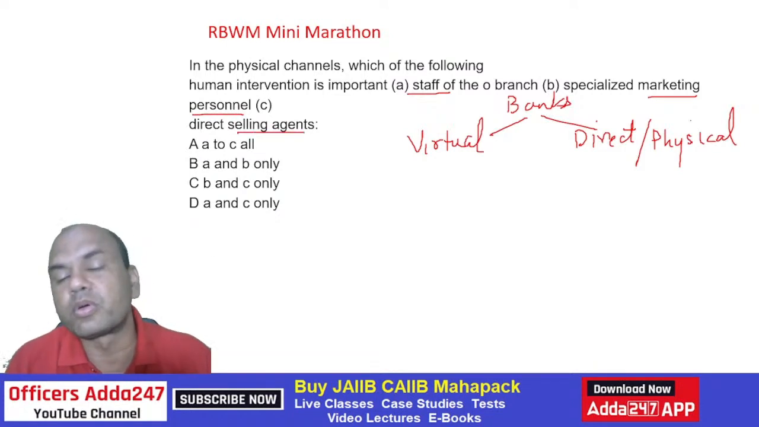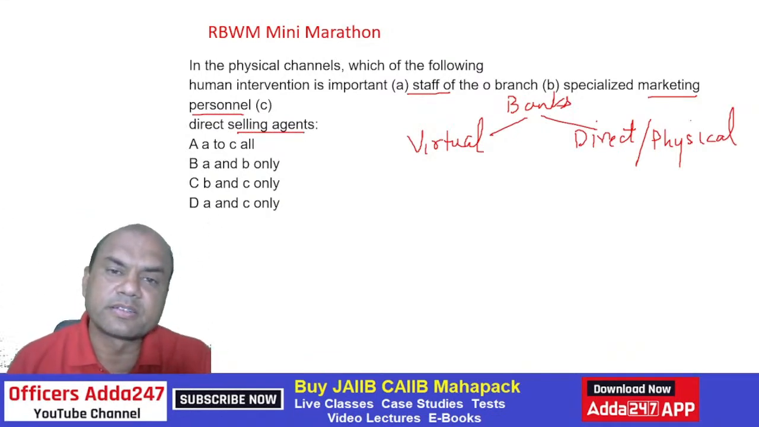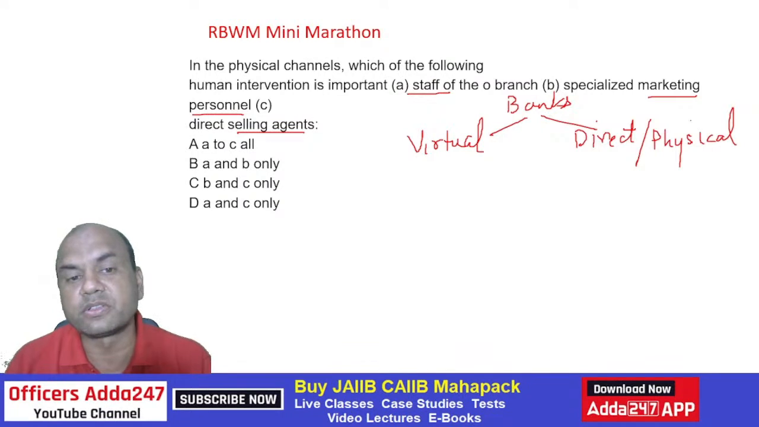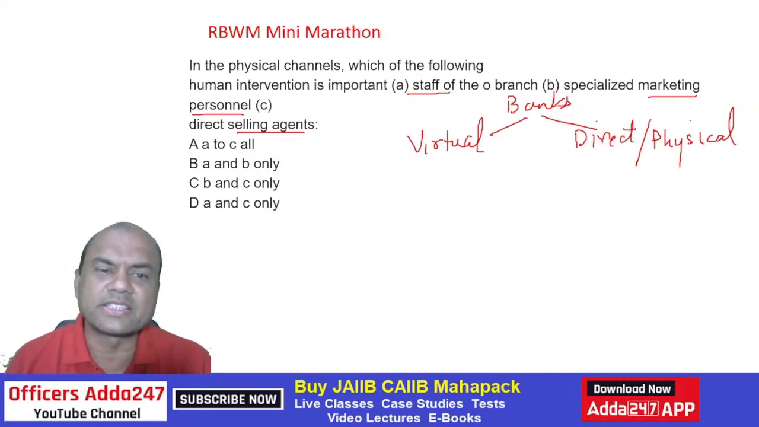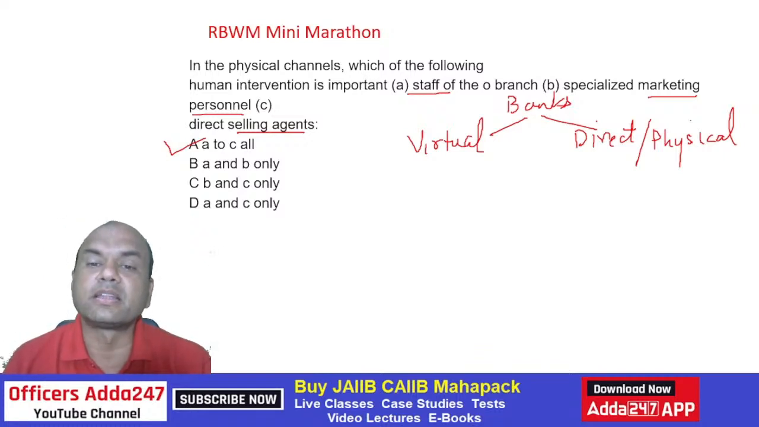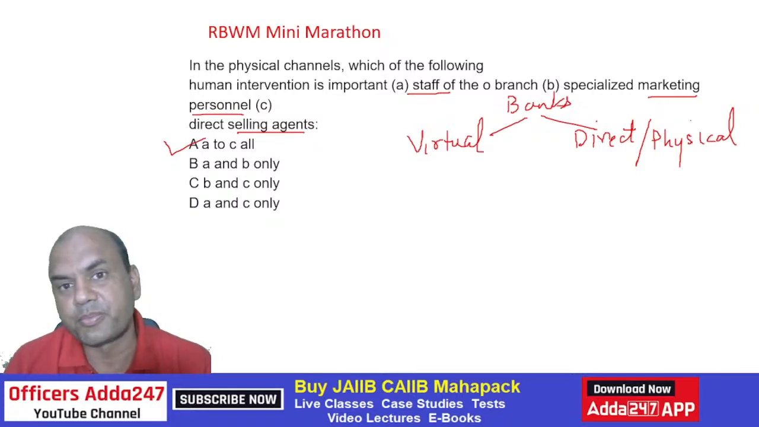So who is more important? A to C all, A and B only, B and C only, or A and C only? What do you think? Obviously, the answer is A to C all. Why? You can't say this staff is more important and this marketing personnel or this DSA is not important. Everyone has their own roles.